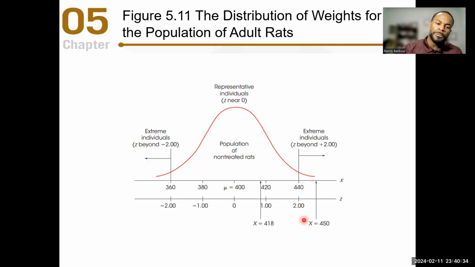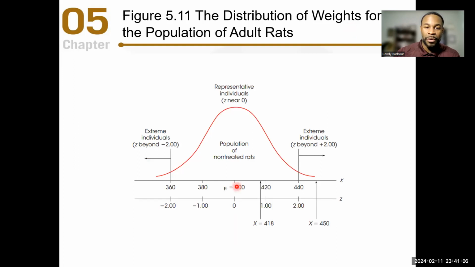So again, here's just an example of distribution, right? Being able to look at where you lie on a distribution is really, really important, right? So you have a population of non-treated rats, then you have a group of treated rats, these individuals out here. So this is treated rats, and it says this is the distribution of weights for adult rats. So the mean is 400. This might be 400 grams, right?